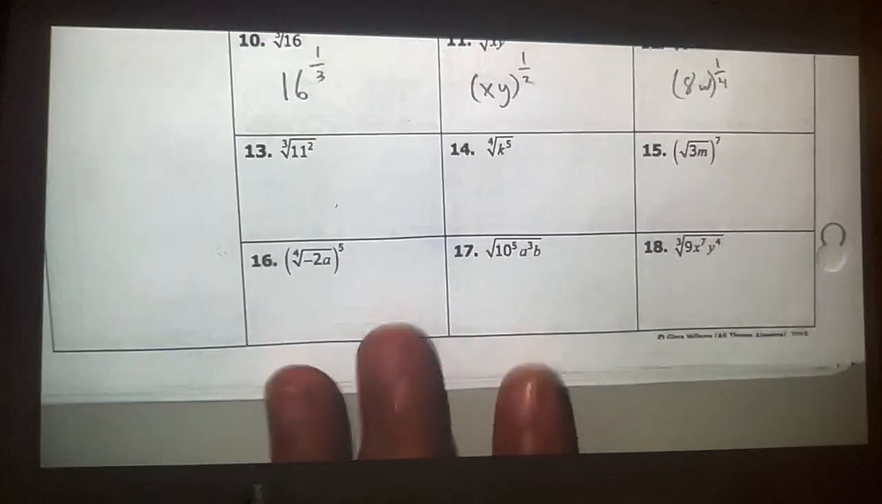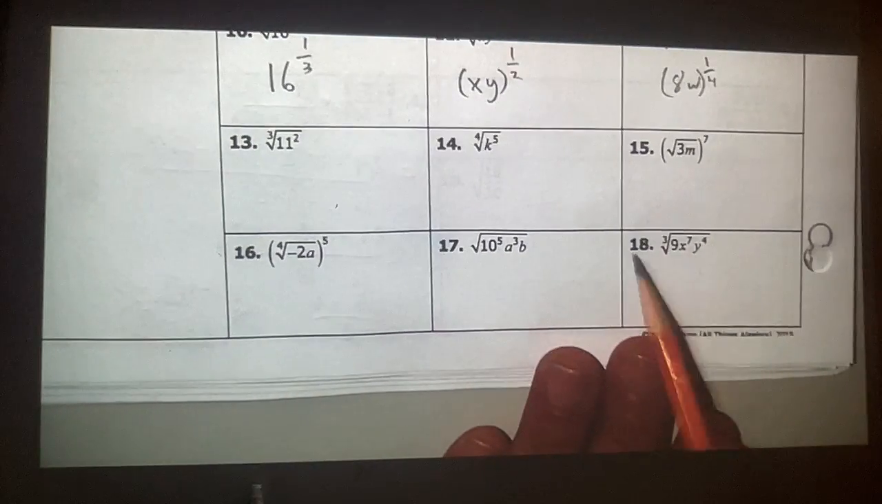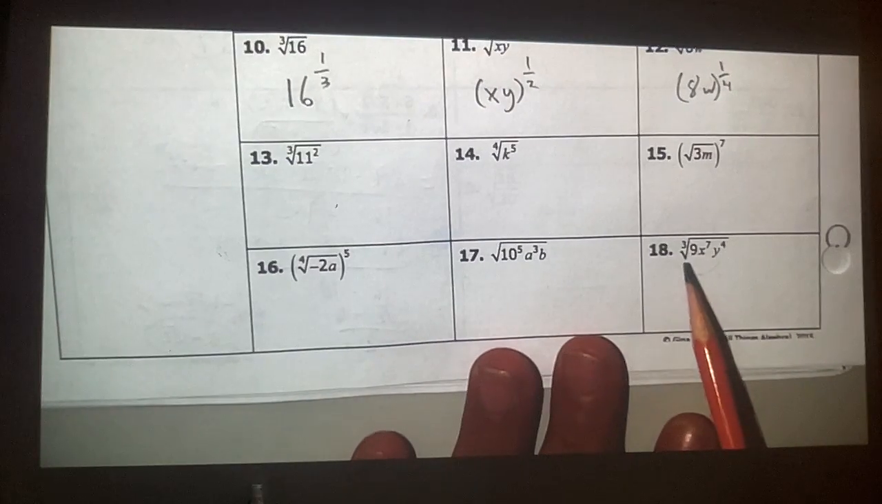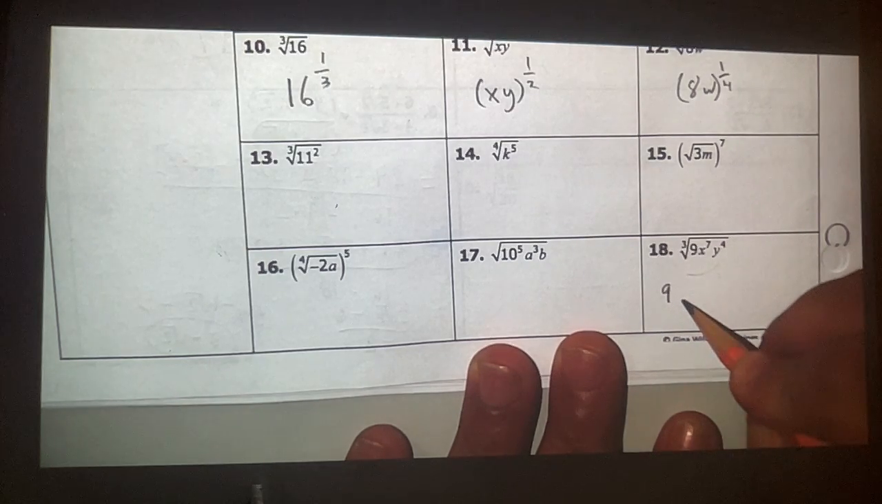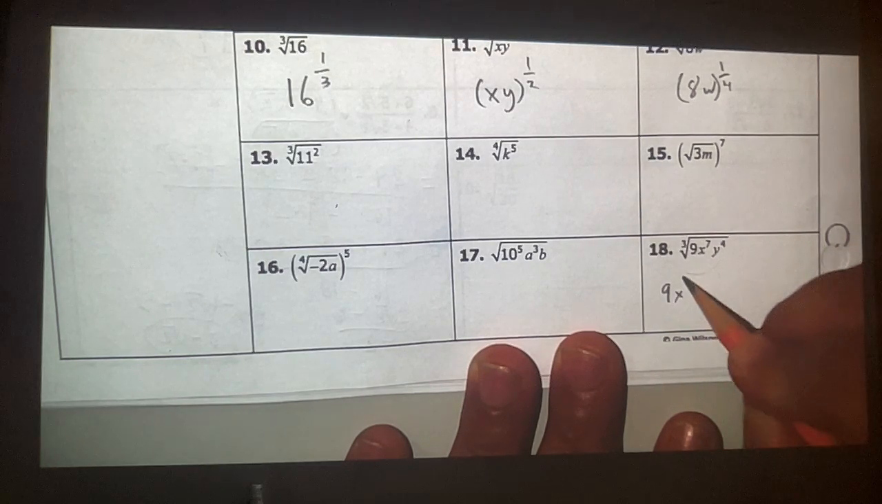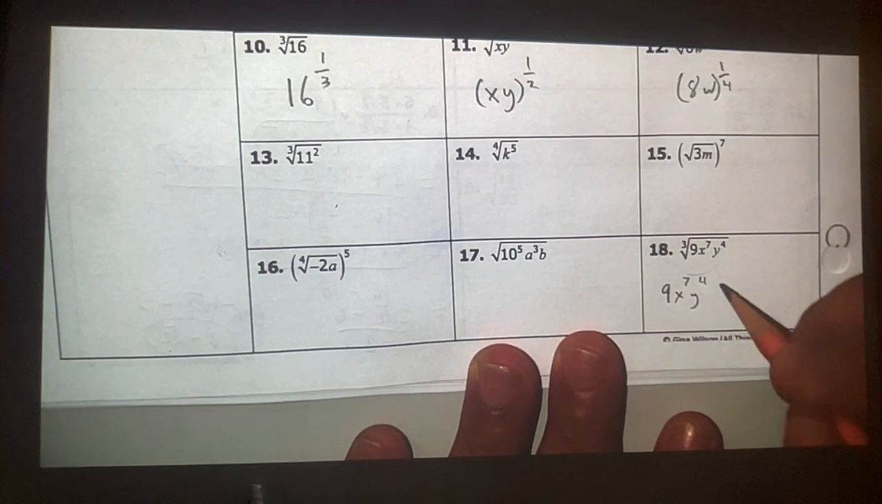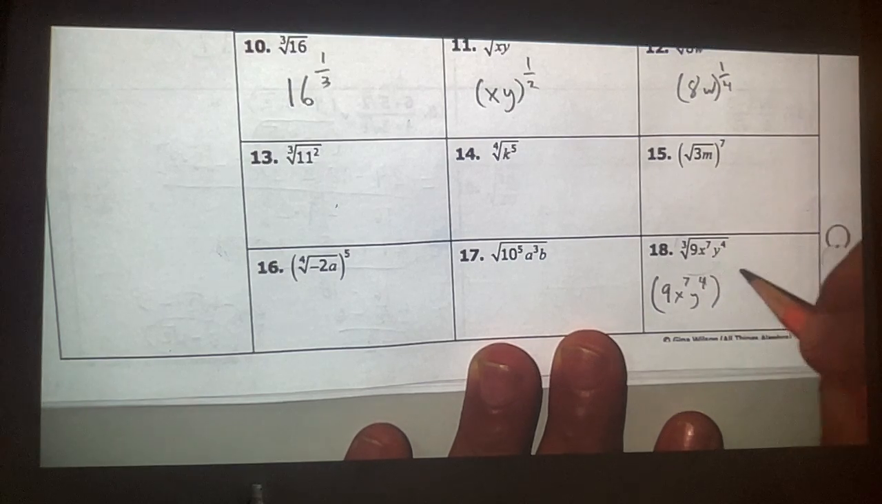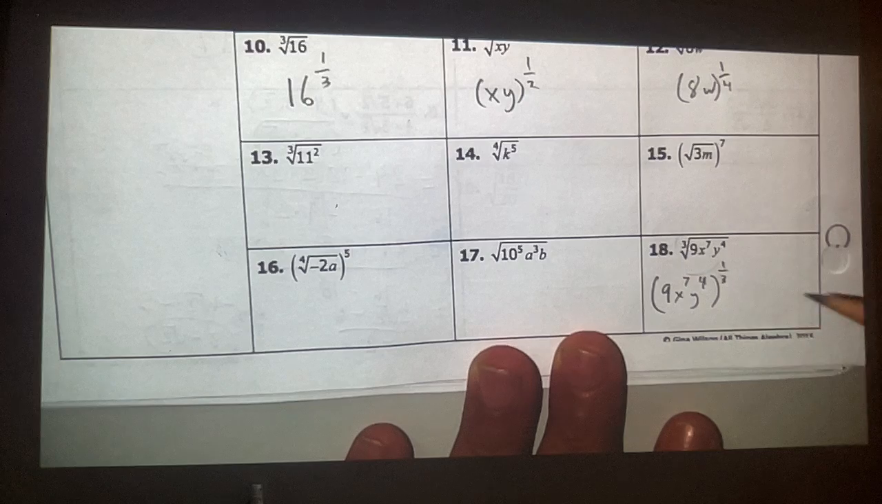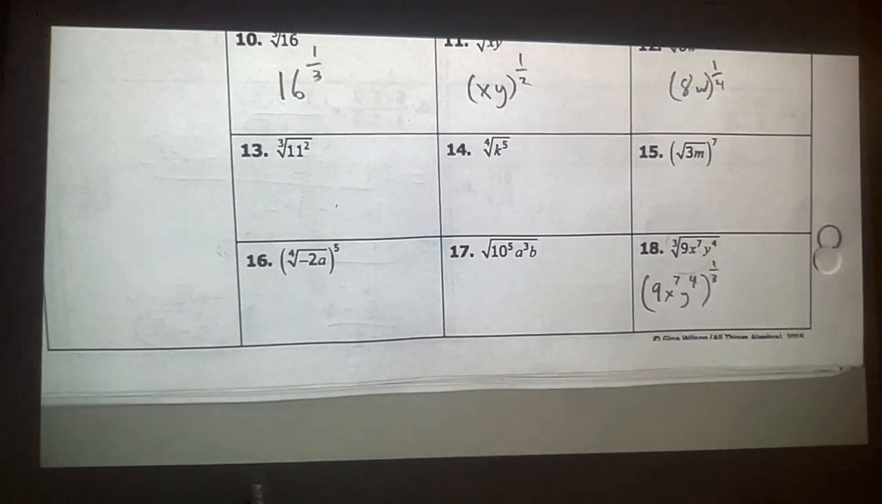Let me jump down to 18, something hard down here. Something really hard. If you can do this one, you can do all the other ones. So what I'm really looking at is 9x to the 7th, y to the 4th. That is all one number. And I'm taking that to the index is 3, 1/3 power. I won't do the other 5 on this page. I think you get the picture.